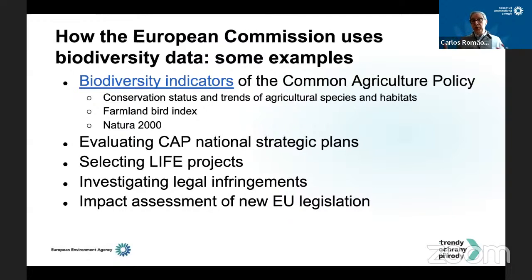And it's also used to review the existing legislation. Is it working? Is it not working? What is working? What needs to be improved, etc.